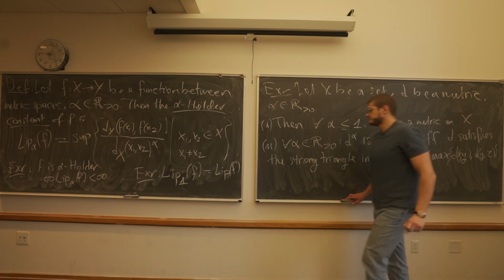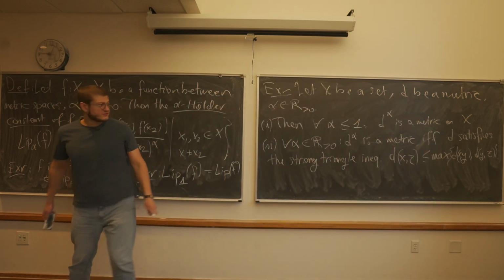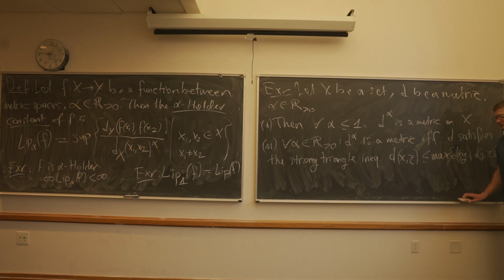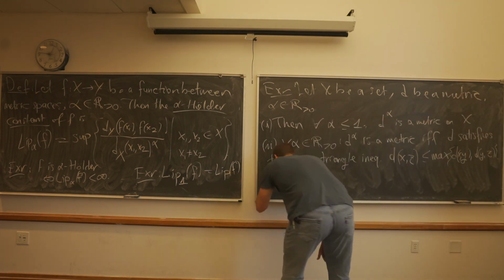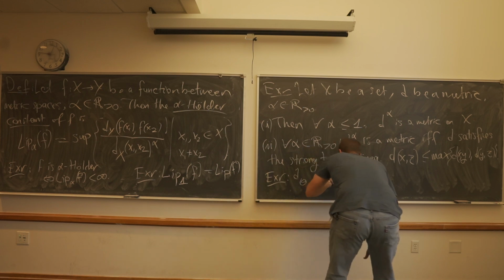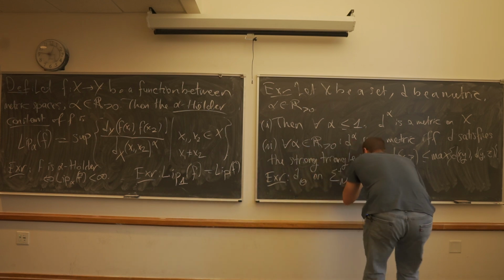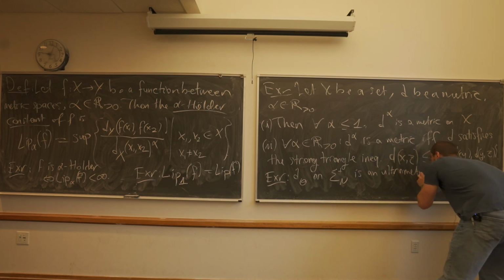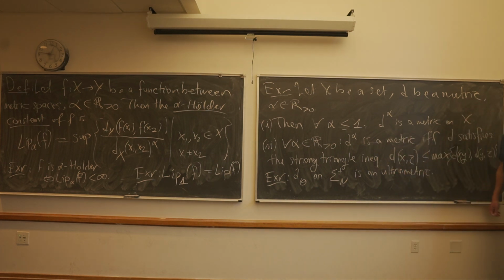It's a nice exercise. So for instance, this d theta metric that we were using on shift spaces is an ultrametric. This is really something that we were using so far. I didn't mention it when we were using it.